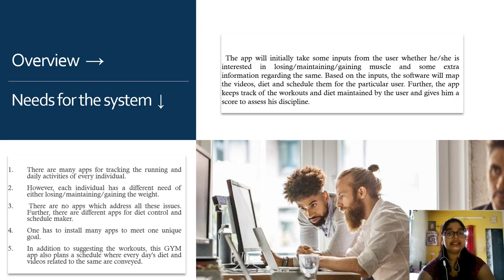The app will initially take some inputs from the user, whether he or she is interested in losing, maintaining, or gaining muscles, and some extra information regarding the same. Further, the app keeps track of the workout and the diet maintained by the user and gives him a score to assess his discipline. There are no apps which address all these issues. Further, there are different apps for diet control and schedule making. One has to install many apps to meet one unique goal. In addition to suggesting the workouts, the gym app also plans a schedule where every day's diet and videos are related to each other.